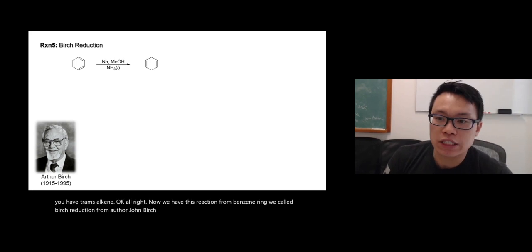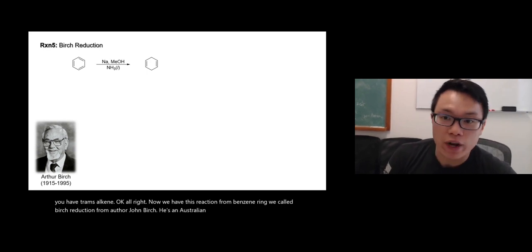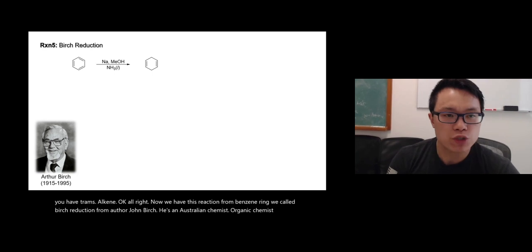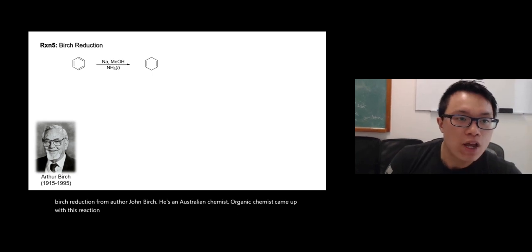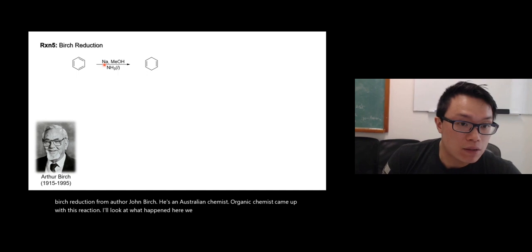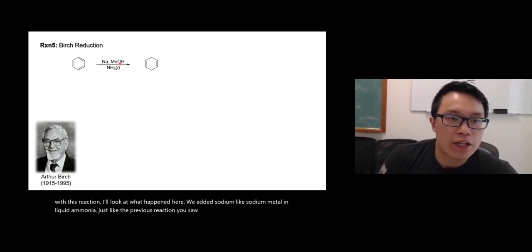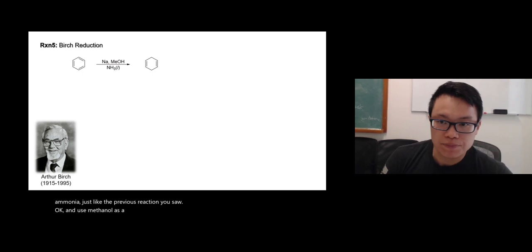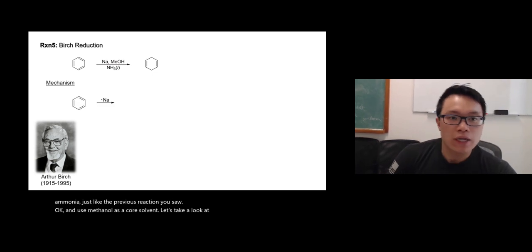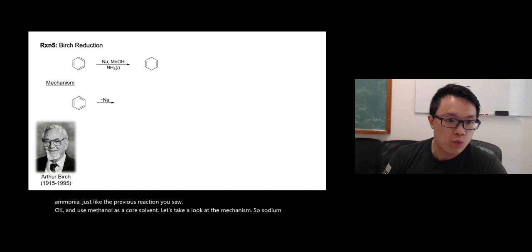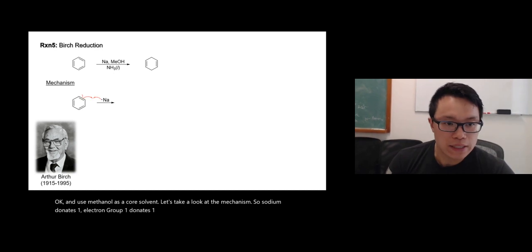He's an Australian organic chemist who came up with this reaction. Look at what happened here. We add sodium metal in liquid ammonia, just like the previous reaction you saw. Okay, and use methanol as a co-solvent. Let's take a look at the mechanism. So sodium donates 1 electron, group 1 donates 1 electron to a benzene ring.